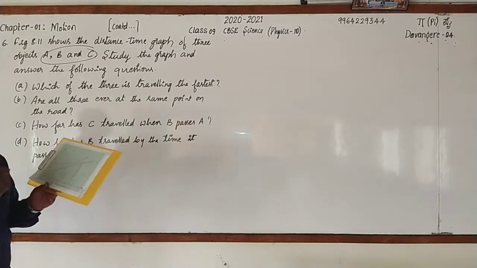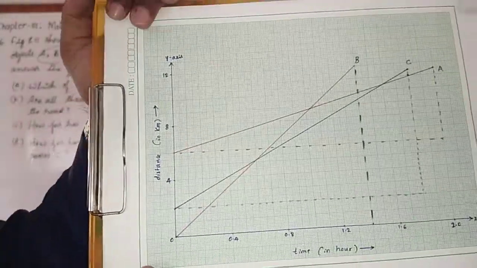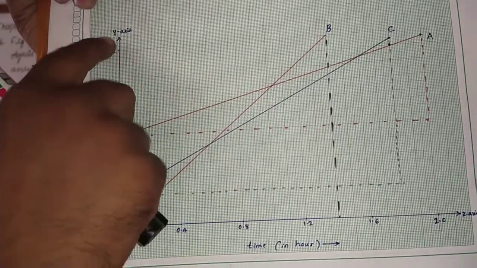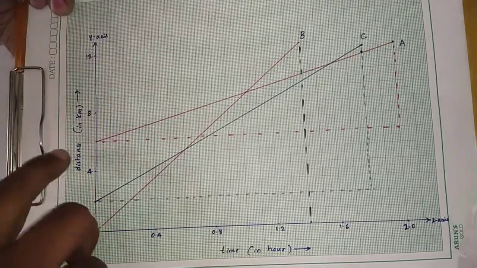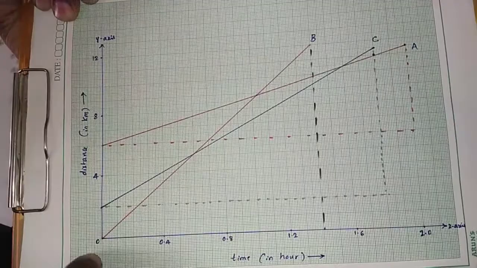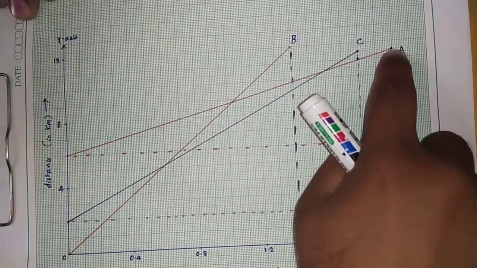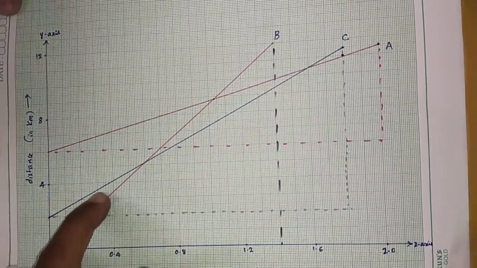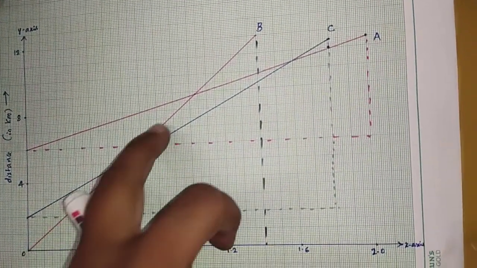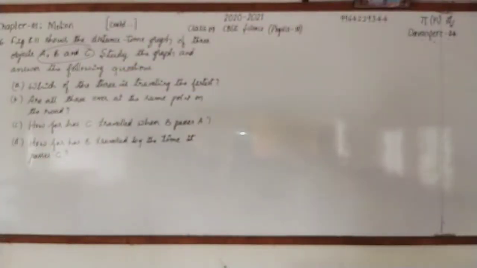Before that, you have to go through this graph. Observe this graph. Here we have taken time along the x-axis and distance along the y-axis. Time is in hours, distance is in kilometers. You can also observe there are 3 lines. This red line is the graph of object A. Next, the blue line is the graph of object C. And one more red line is the graph of object B.